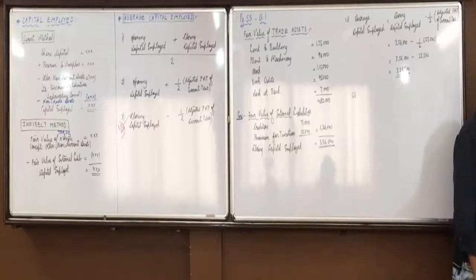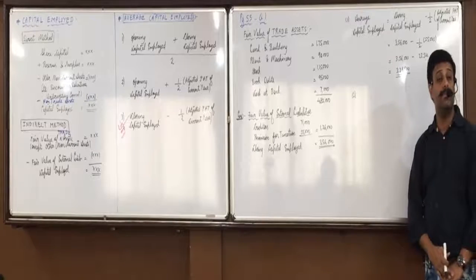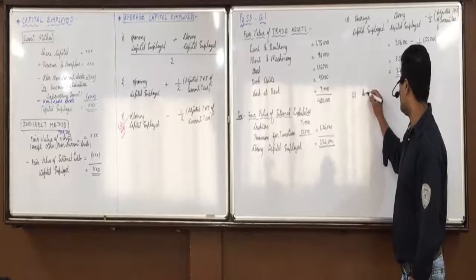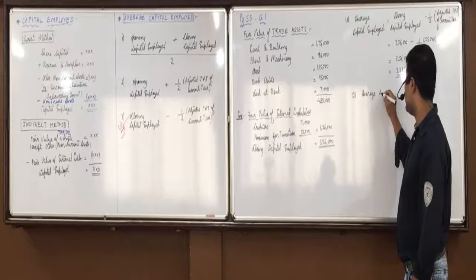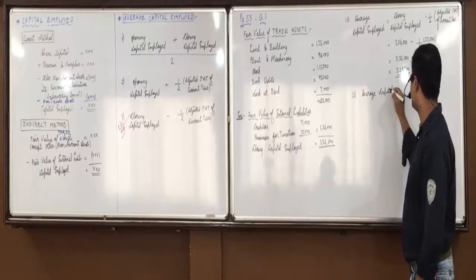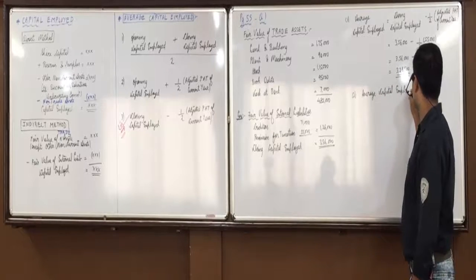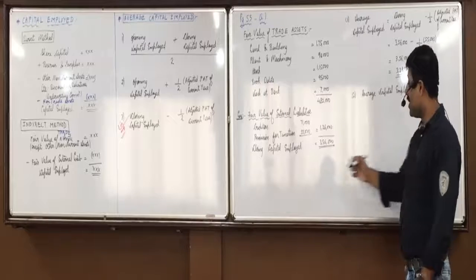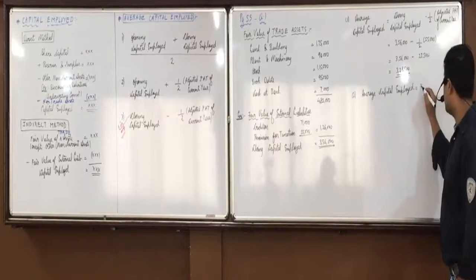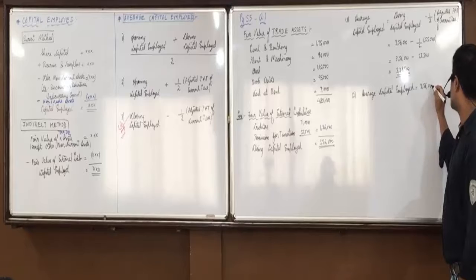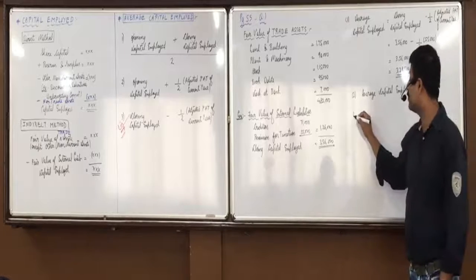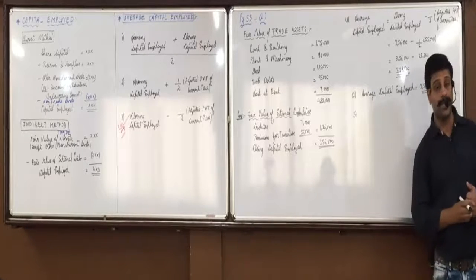Then second, we have to find average capital employed considering closing capital employed. So we directly write average capital employed will be directly equal to 3,56,000. In the second situation, average capital employed with the closing capital employed itself means 3,56,000. Understood this?